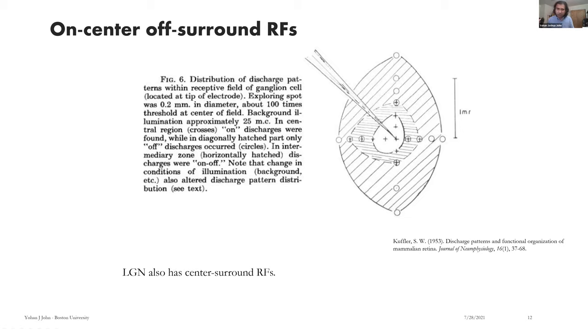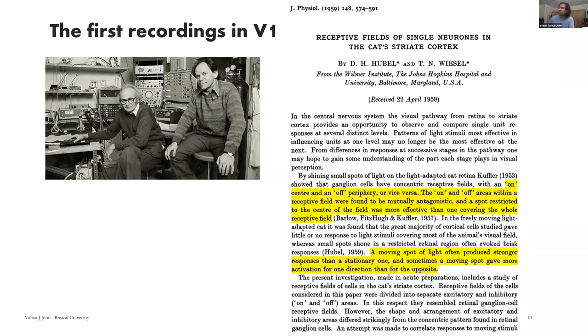I'm not going to show any diagrams, but the LGN also has center-surround. So you get both on-center, off-surround, and off-center, on-surround responding in LGN. They're basically the inverse of each other. This is well known experimentally. Then we can move to the great Hubel and Wiesel, recording for the first time, I believe, in a vertebrate V1.